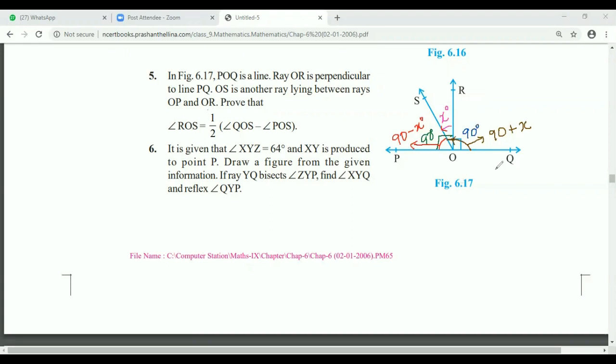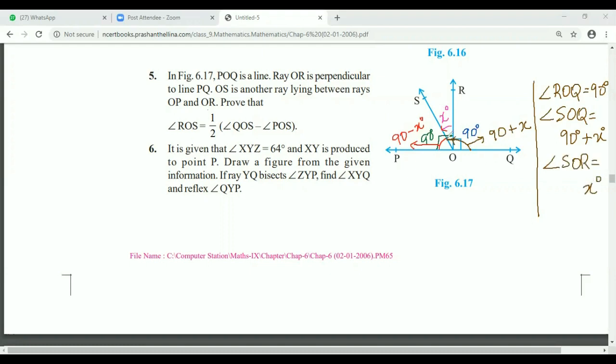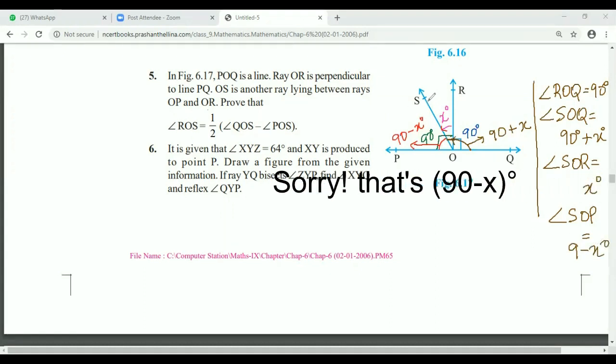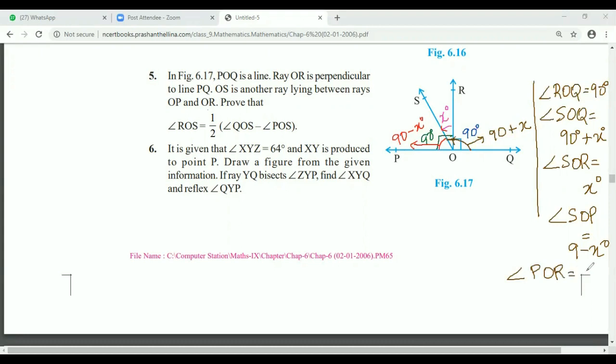So instead of drawing all these things here, let me write all the measurements in this figure. We have angle ROQ is equal to 90 degree, and angle SOQ is equal to 90 degree plus X degree. Then angle SOR is equal to the unknown value X degree. Then angle SOP is equal to 90 minus X degree. And one more thing, that is angle POR is equal to 90 degree. This much data we can find out from this simple figure.